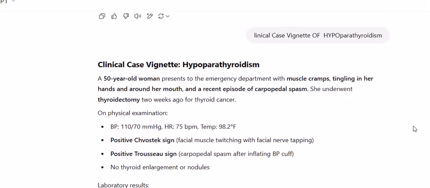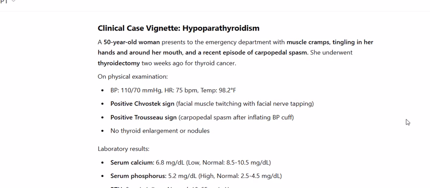Clinical case vignette: hypoparathyroidism. A 50-year-old woman presents to the emergency department with muscle cramps, tingling in her hands and around her mouth, and a recent episode of carpopedal spasm. She underwent thyroidectomy 2 weeks ago for thyroid cancer.